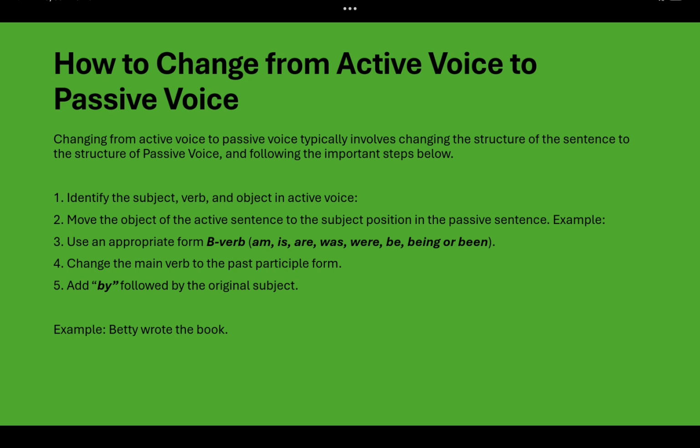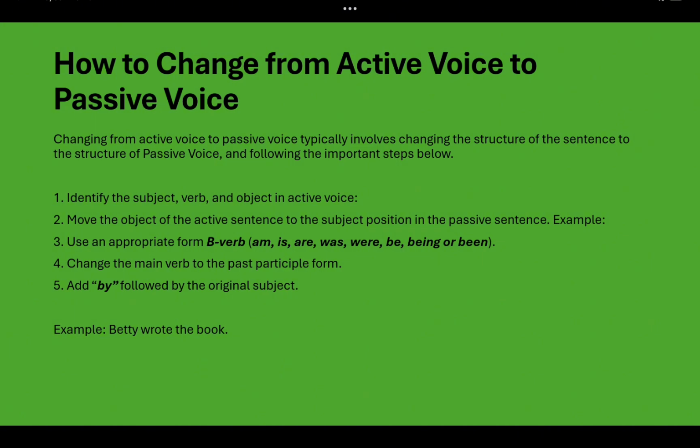Changing from active voice to passive voice typically involves changing the structure of the sentence to the structure of passive voice, and following the important steps below. Number 1. Identify the subject, verb, and object in the active voice. Number 2. Move the object of the active sentence to the subject position in the passive sentence. Number 3. Use an appropriate form of be-verb. Number 4. Change the main verb to the past participle form. Number 5. Add by, followed by the agent, the original subject.